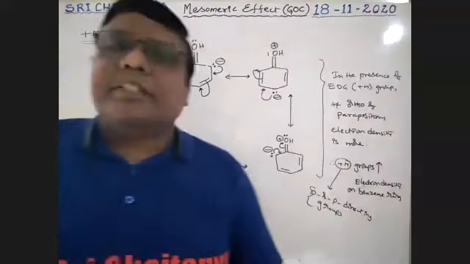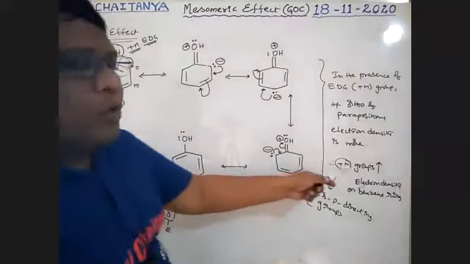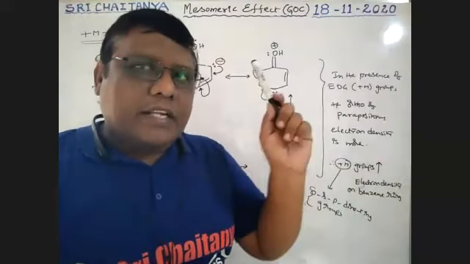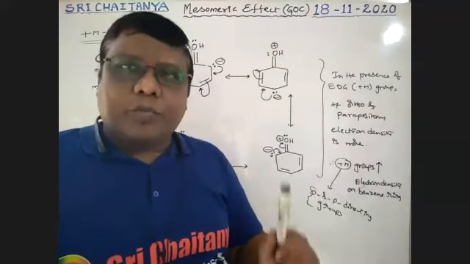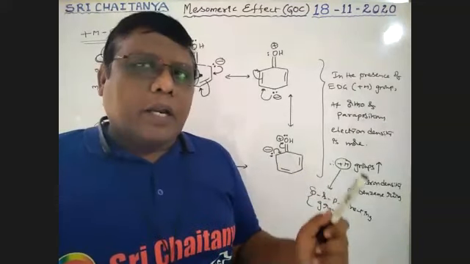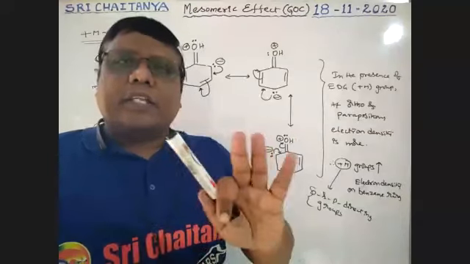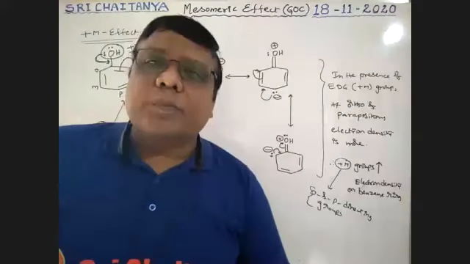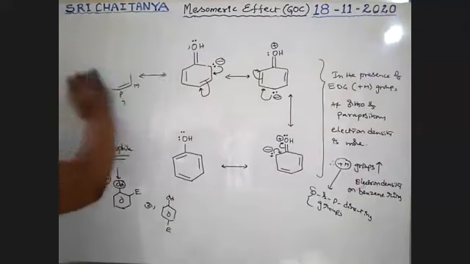Okay, let us discuss minus M. Finally, plus M groups increase electron density on the benzene ring. That is important. Plus M groups are ortho para directing. Next, in plus M groups, at ortho and para positions, electron density is increased. Okay, these are the three important points about plus M groups. Next, minus M.